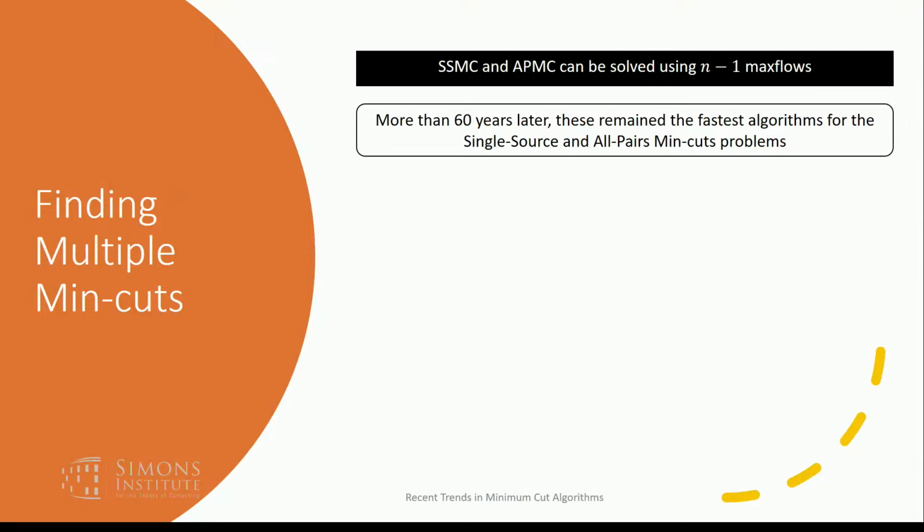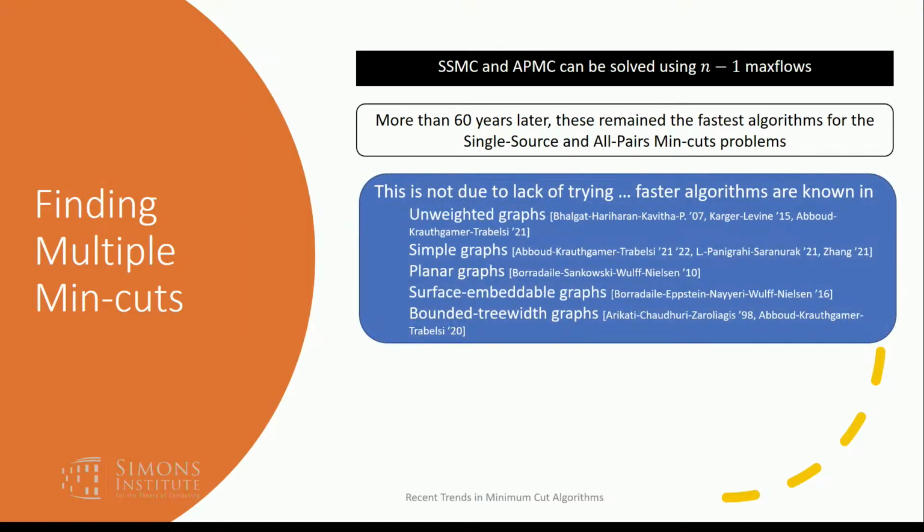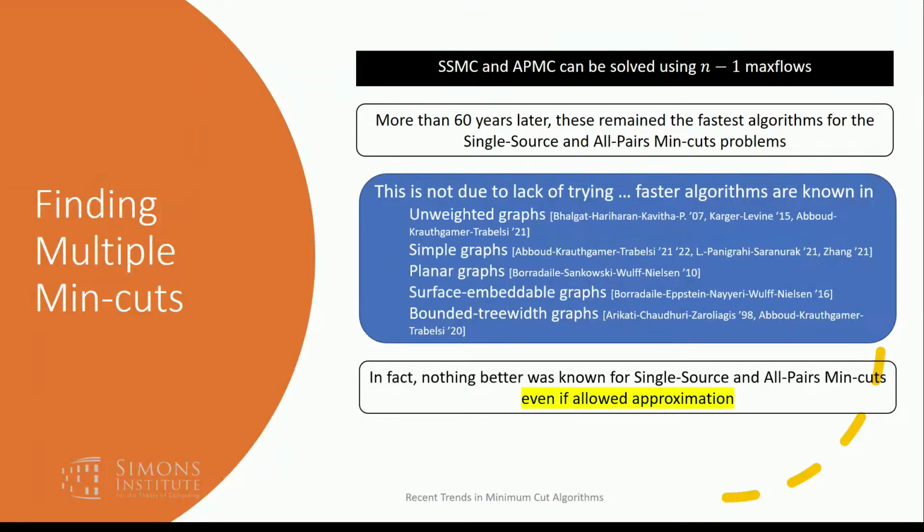And what's interesting about these single source and all pairs max flow problems is that more than 60 years later, these remain the fastest algorithms for these problems. And this is not due to lack of trying. In recent years, there have been fast algorithms for special cases of these problems. For example, unweighted graphs, simple graphs, and various restricted graph families. And in fact, nothing was known prior to our work, even for approximate variants of these problems.